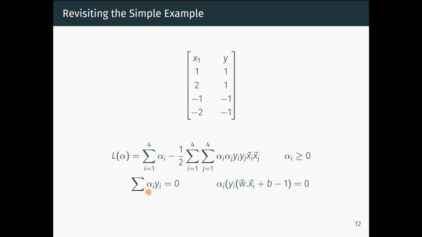We already know that summation alpha i y i equal to 0. This we got when we differentiated the Lagrangian objective with respect to b and set it to 0. And we also know that alpha i times y i times (w x i plus b minus 1) equal to 0. We know that only for the support vectors the alpha i's are non-zero. For all the other non-support vectors alpha i's are 0, right? So we already know all of that background.